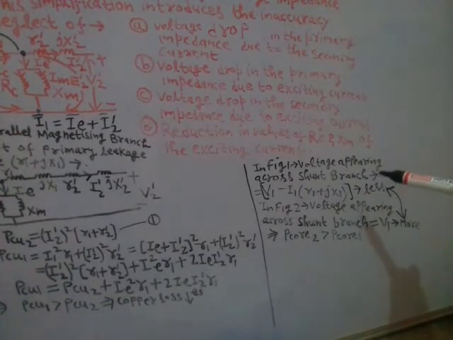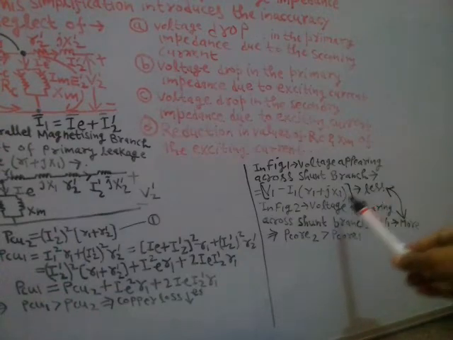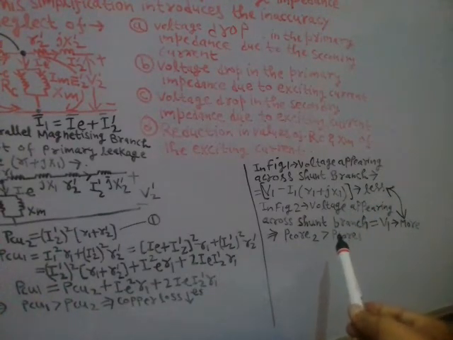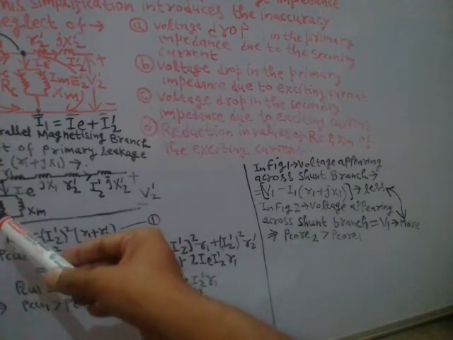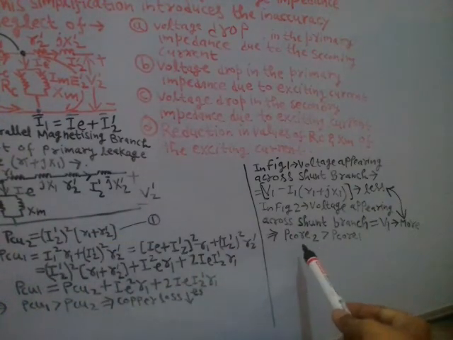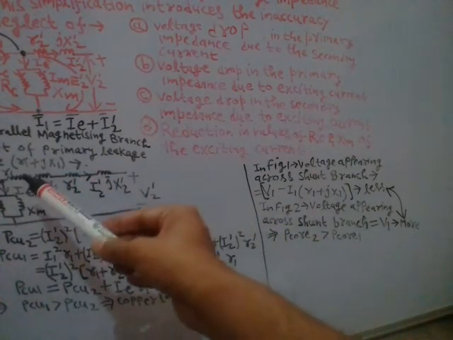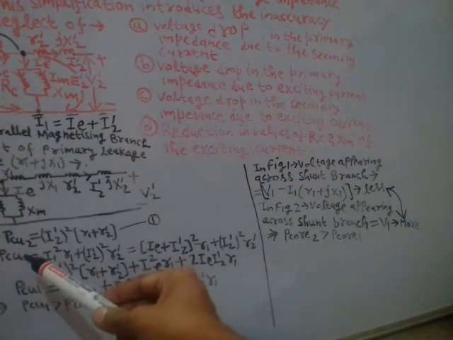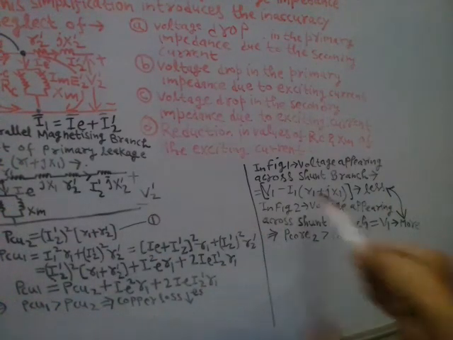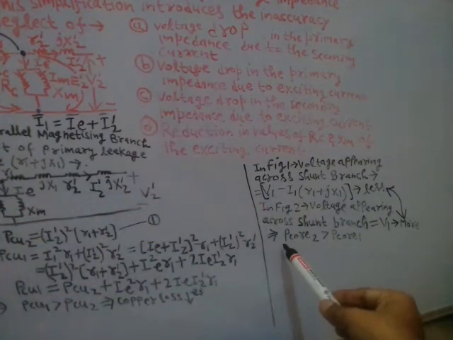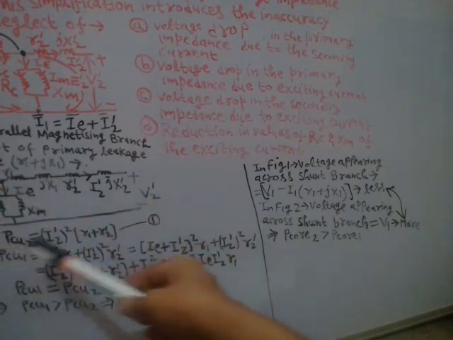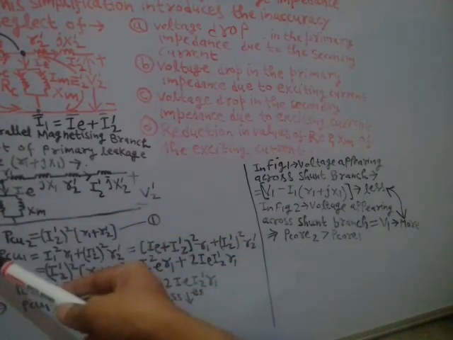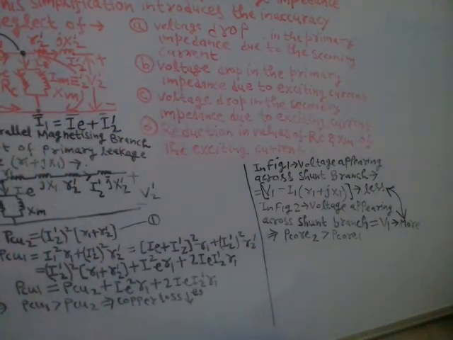So the core loss, which basically consists of eddy current loss, and eddy current loss is proportional to applied voltage square, right? So here you analyze that since the voltage appearing across the shunt branch is more in the second case, that means in figure 2, the core loss, that is PC equal to applied voltage square divided by core loss resistance RC, will be more for figure number 2. So P core 2 is greater than P core 1, right? So core loss will increase for the second figure when you have shifted the shunt branch towards the supply side or towards the left of primary leakage impedance R1 plus jX1.